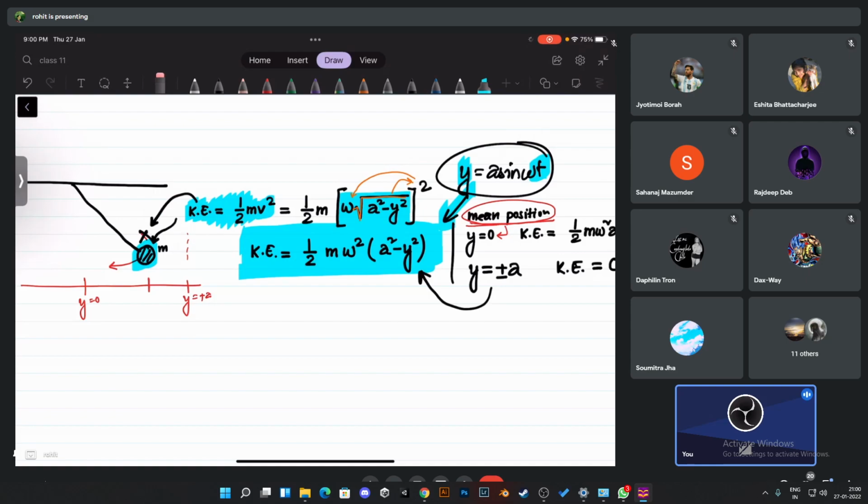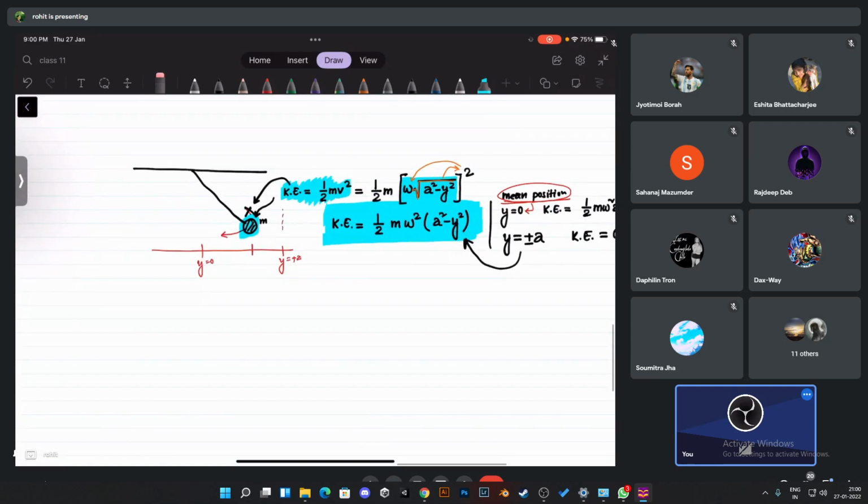Okay, if I use sine omega t here, then it will represent the kinetic energy and time relation. But no need for the time being. Okay, now one more thing.